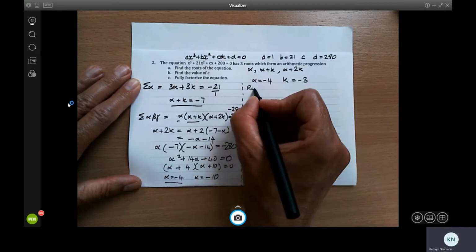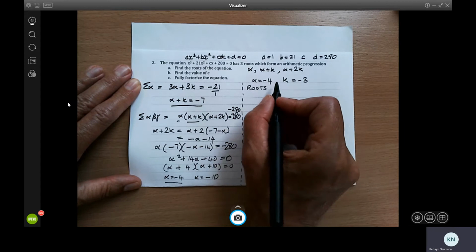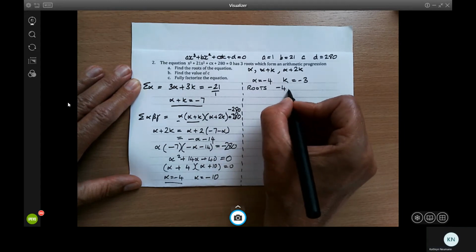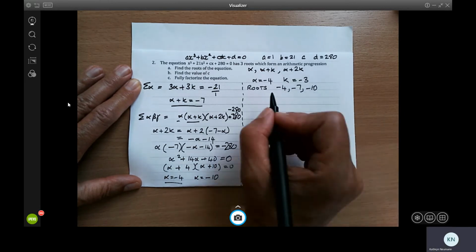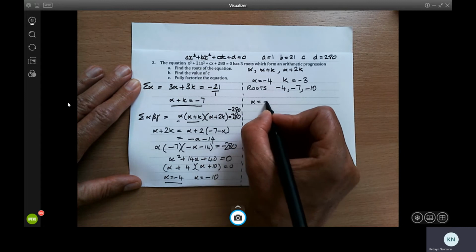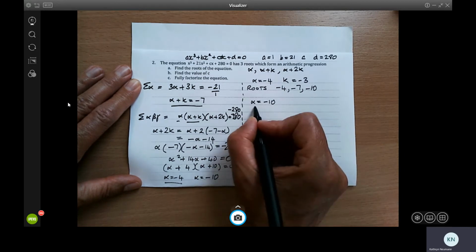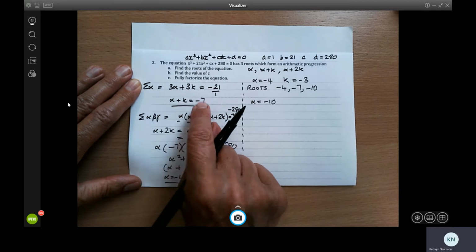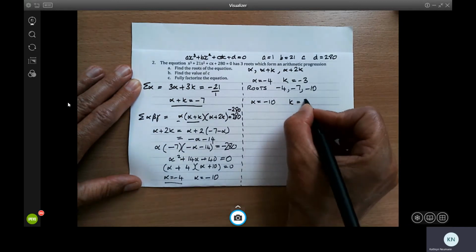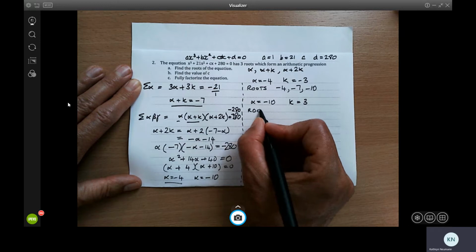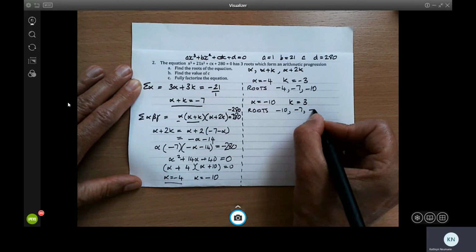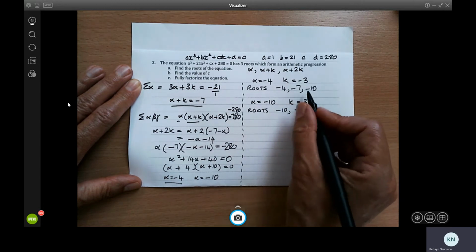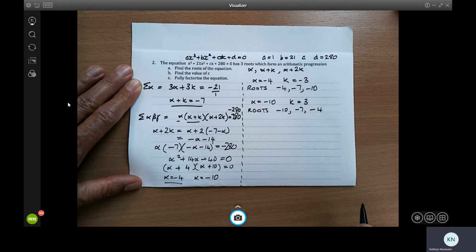So my roots would be minus 4, minus 7, and minus 10. Let's see what happens when alpha is equal to minus 10. If alpha is minus 10, then minus 10 plus something is minus 7, so k is equal to 3. So our roots in that case would be minus 10, plus 3 is minus 7, plus another 3 is minus 4. So the roots come out to be the same, whichever value of alpha and k we have. So we found the roots of the equation.